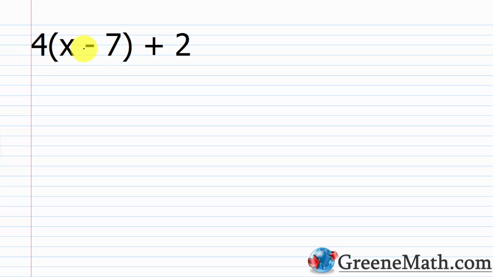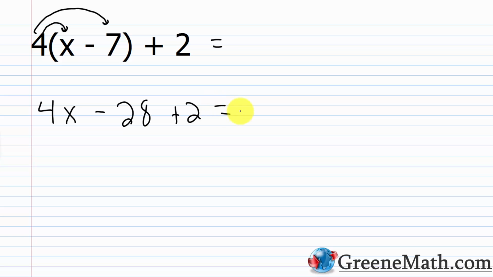We have 4 times the quantity x minus 7 plus 2. So what I'm going to do is I'm going to multiply 4 times x. Right, I'm going to distribute. So that'll be 4x. And then we'll have 4 times 7. That's 28. And then plus 2. So at this point, I don't know what 4x is, right? I don't have a value of x. But I do know what negative 28 plus 2 is, right? I can do that. And again, if I have minus 28, that's the same thing as plus negative 28. So that's why I said it that way. So negative 28 plus 2 is going to give me negative 26. So we would have 4x minus 26.